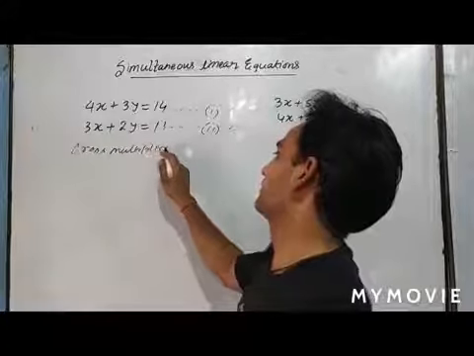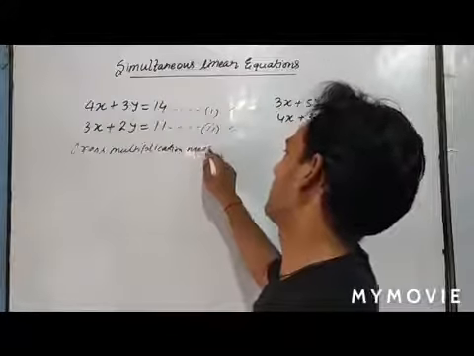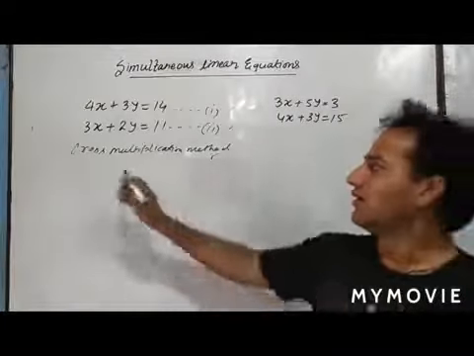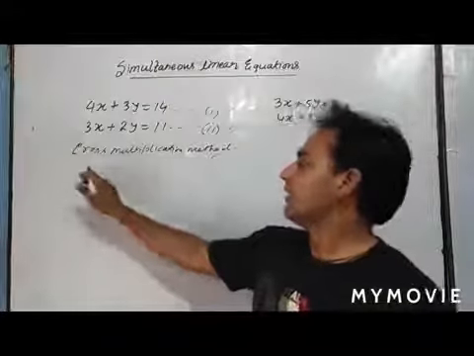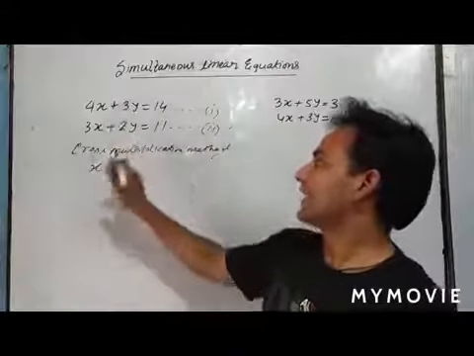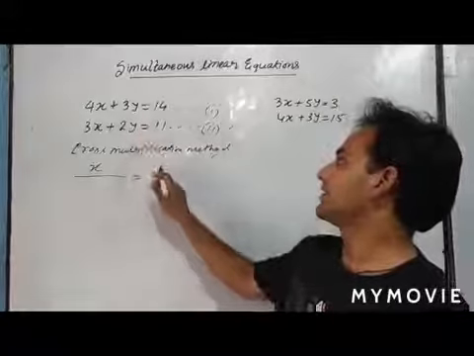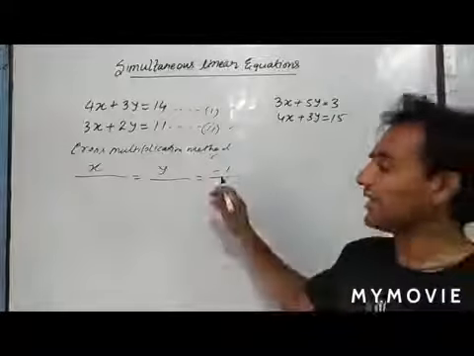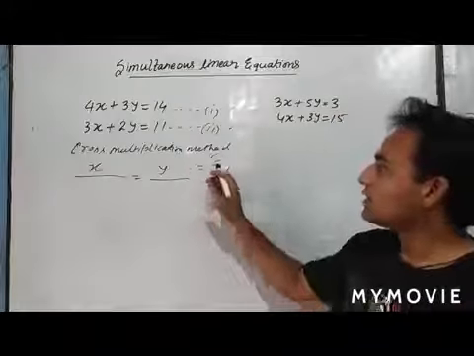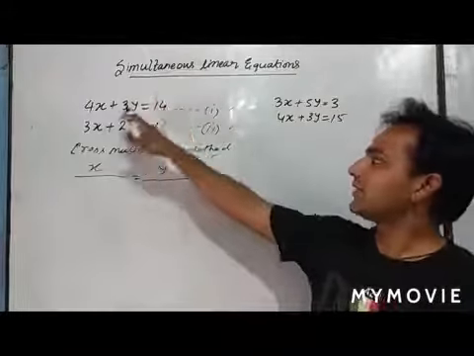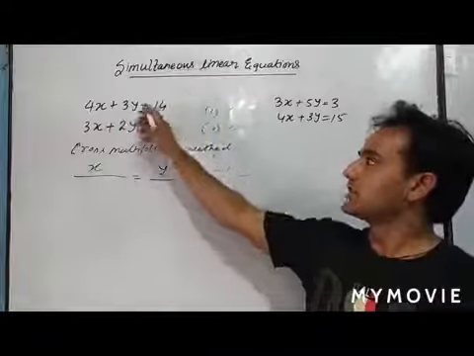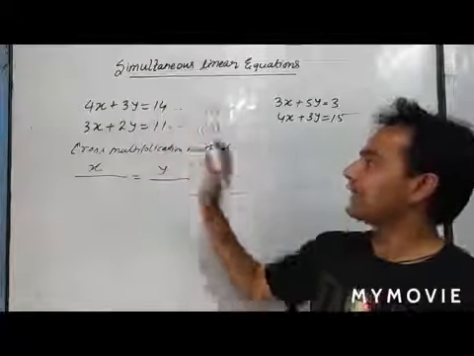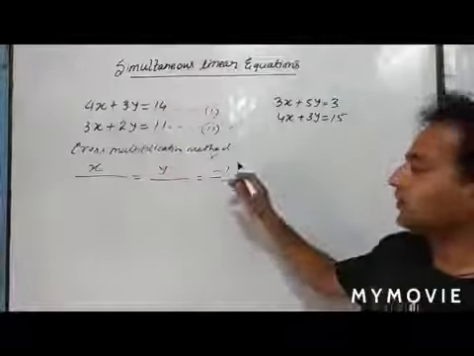Cross multiplication method. Why have I chosen this? Because it is also very interesting. We have x, so x upon; we have y, so y upon; and for the constant term we will write minus 1. Why have we written minus 1? Because the constant term is on this side of the equation, 14 and 11. If the 14 and 11 had been on this side, we would have written plus 1, or only 1.